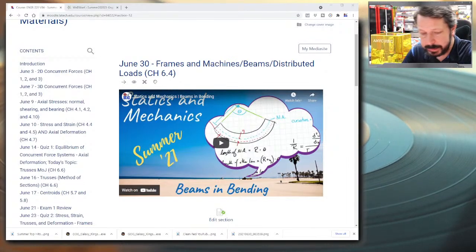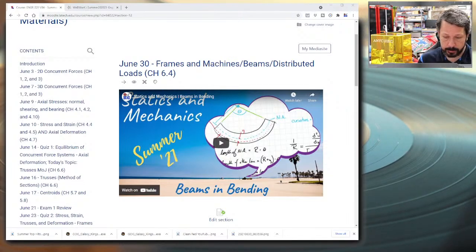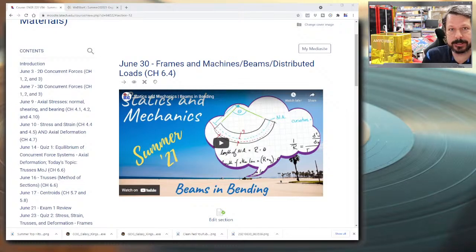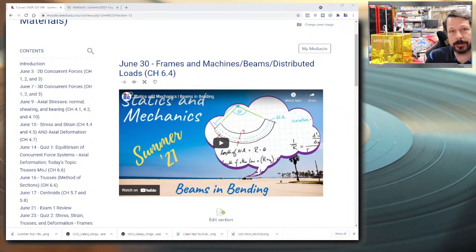So we have been talking about frames and machines. We've done a couple of examples of frames and machines. We talked a little bit about how they're different from trusses, and so we can't use the same method of joints and method of sections. We talked about two force members because those can be crucial to working out one of these frames and machines. Normally on a frame and machine, what you're doing is trying to find the reactions at the various pins that are holding all of the frame components together.